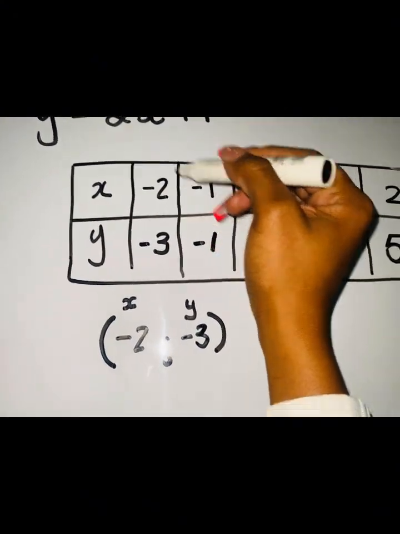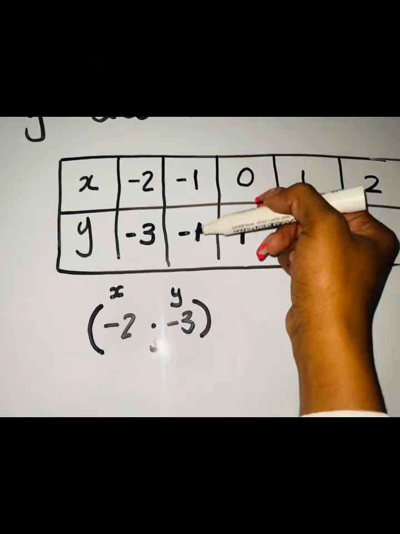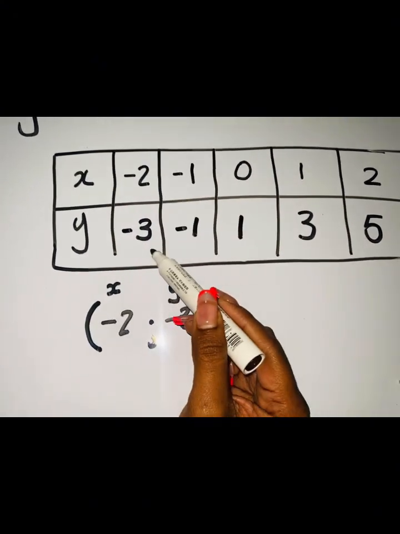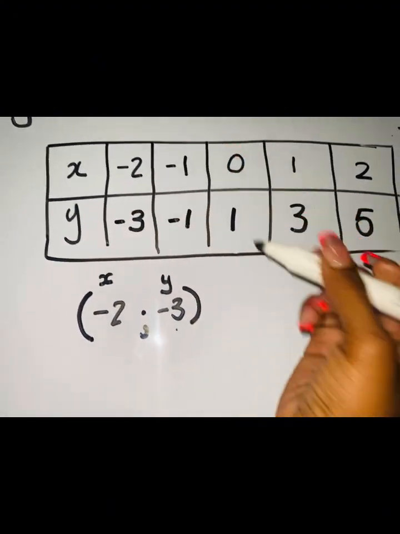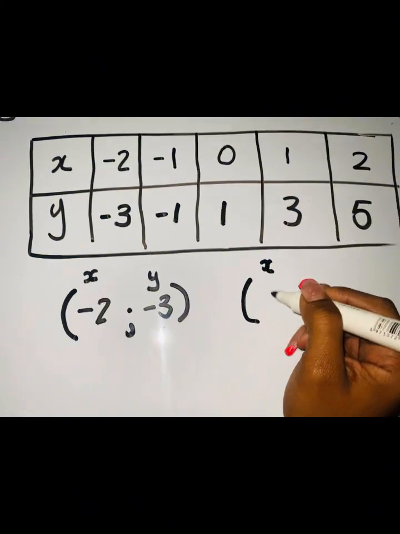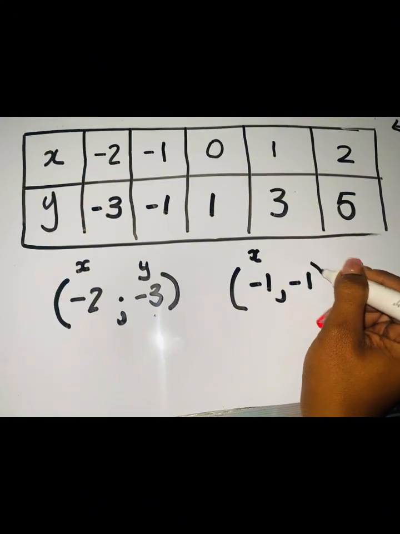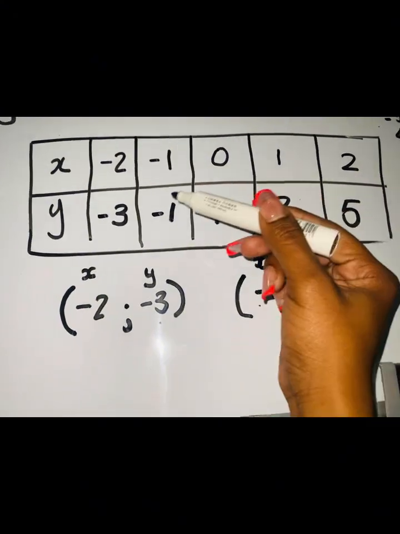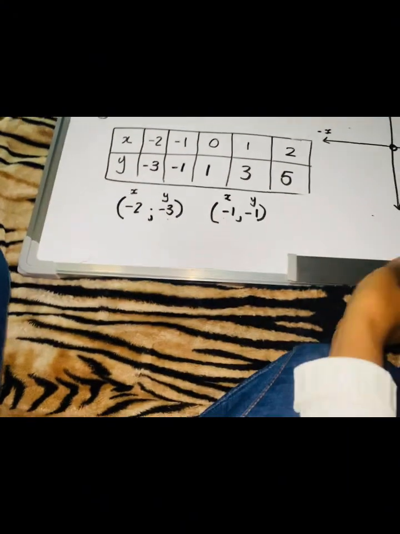We can't pair this x value with this y value. They move with their pairs, meaning when the x value is -2, our y value is going to be -3. So this is our first pair. If we were to write our second pair, we would write it as -1 and -1, like that. And this is going to be our y value. So for x, we have -1. For y, we have -1. That's how we write our coordinates.